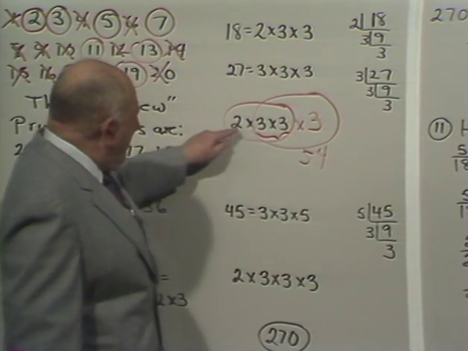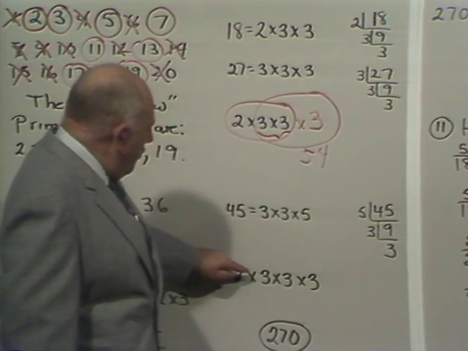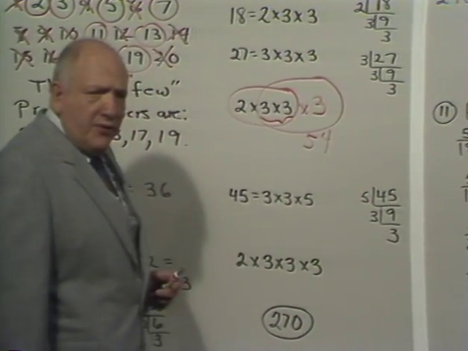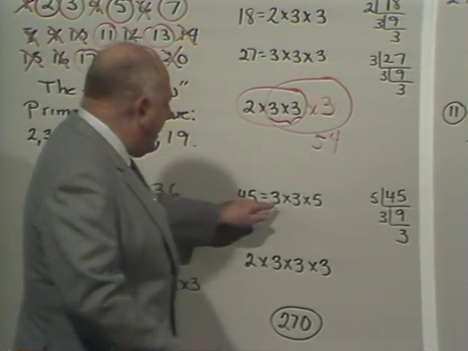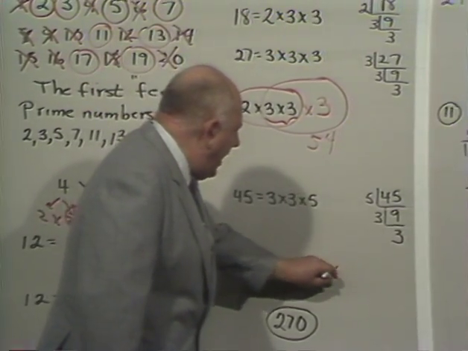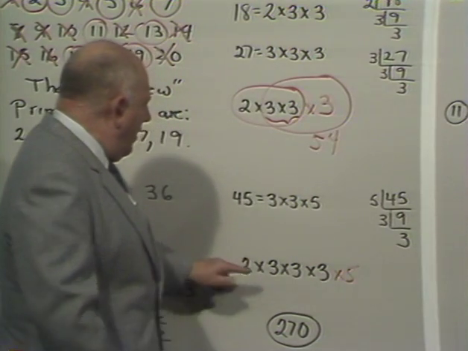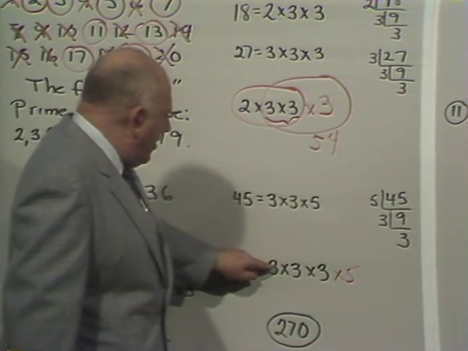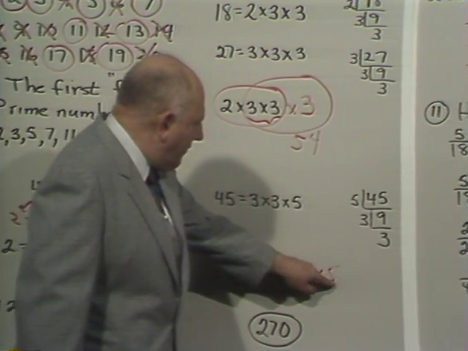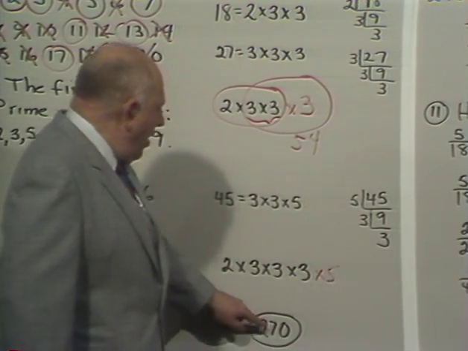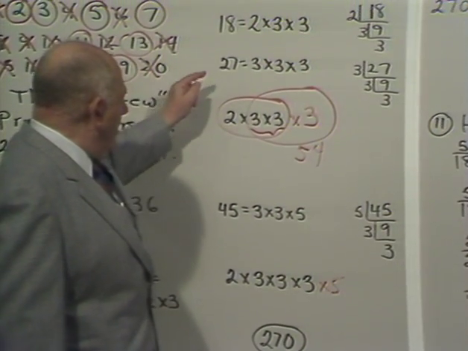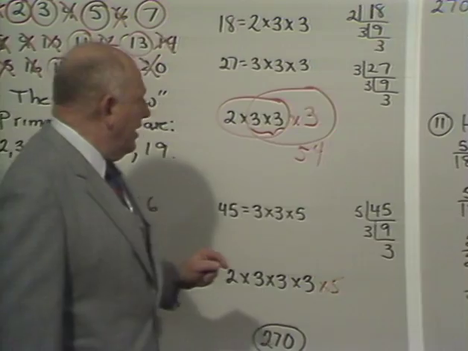Now look at, up here I already had what? 2 times 3 times 3 times 3. What do I need for 45 to go into a number? I need 2 3s and a 5. Well, I already have the 2 3s. All I need is the 5. So if I multiply 2 times 3, which is 6, times 3 is 18, times 3 is 54, times 5 would be 270. 270 is the least common multiple of 18, 27, and 45.